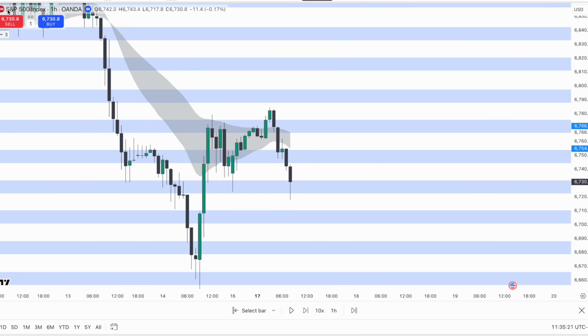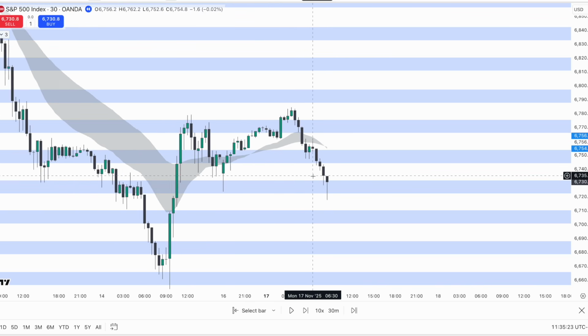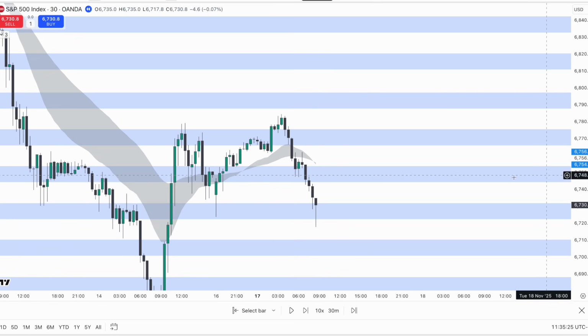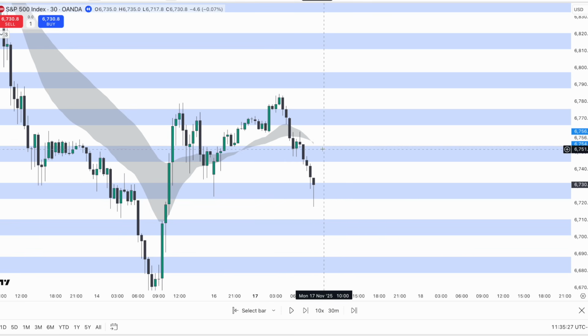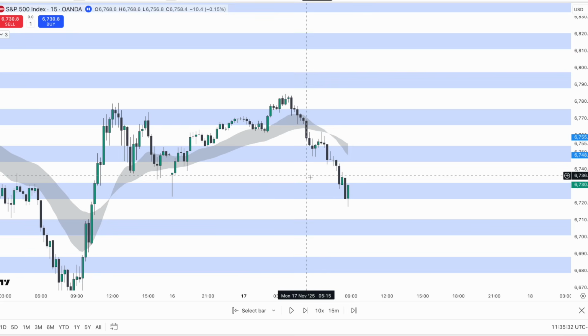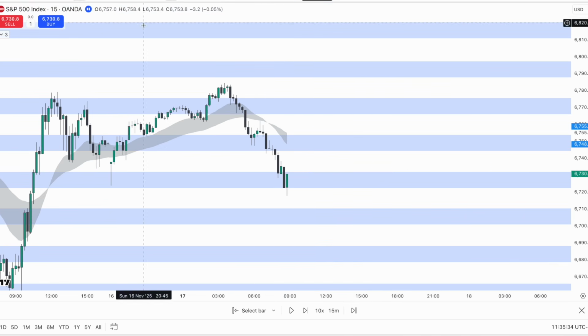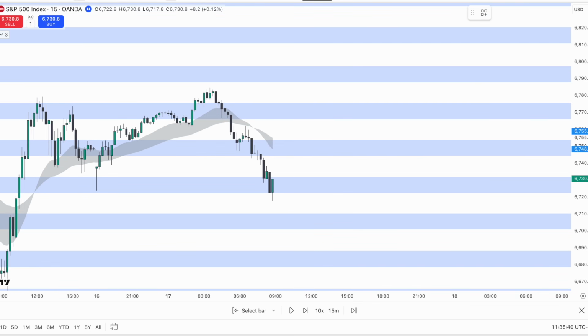Next, we want to go down to the 30-minute. And on the 30-minute, we see that the cloud was kind of flat before, but recently got bearish again. Next, we have the 15-minute, which paints a similar story to the 30-minute. The cloud was choppy recently, and then flipped bearish. So our bias for the higher time frames is bearish. And what we're looking for here is a continued move lower.